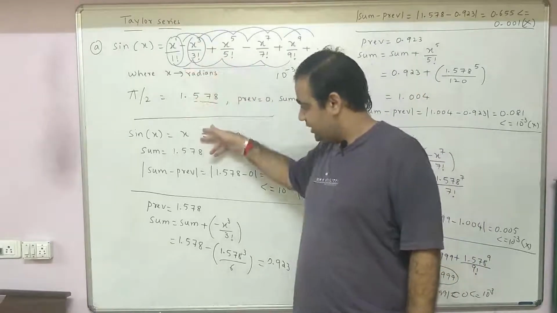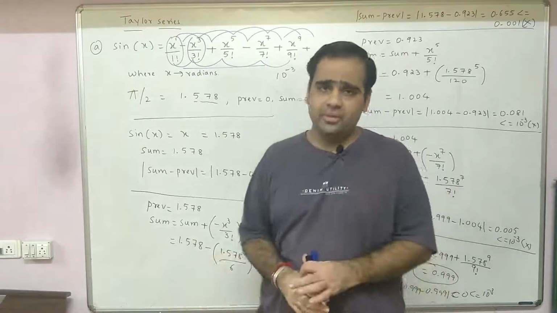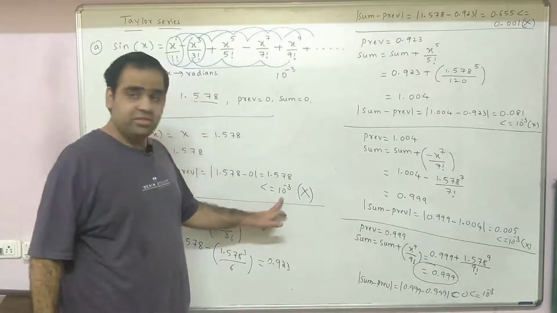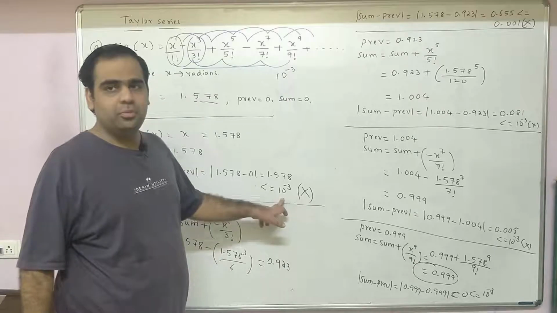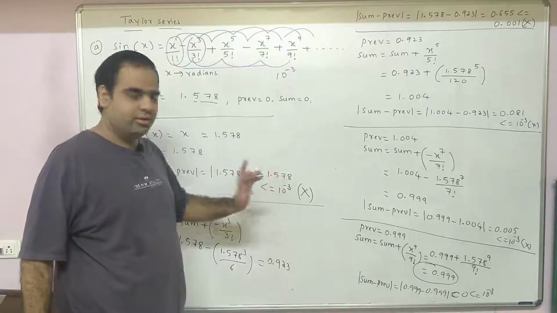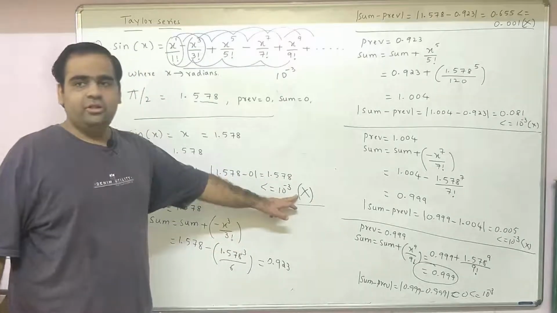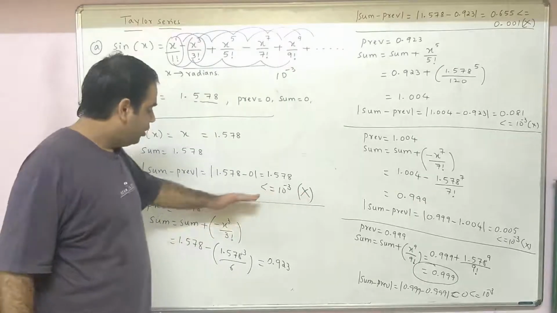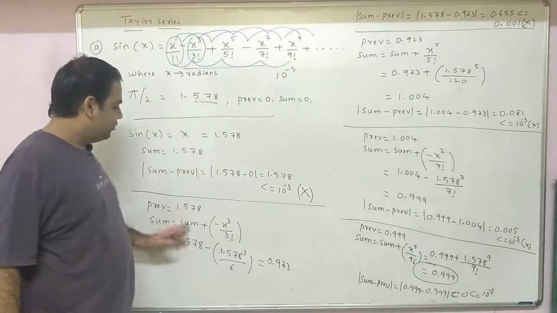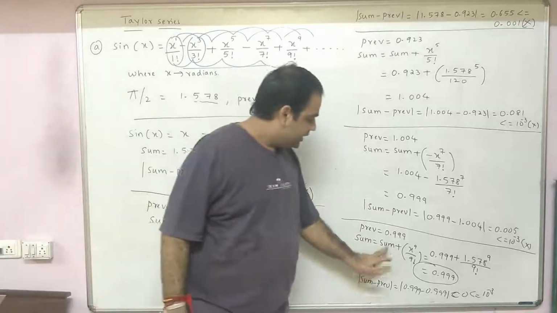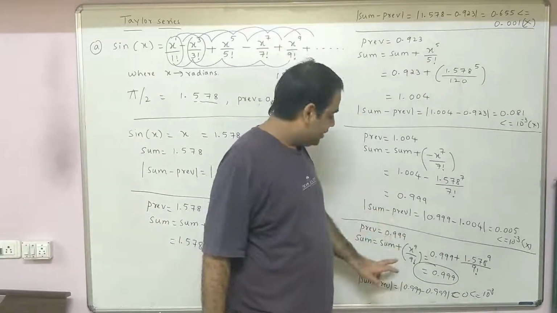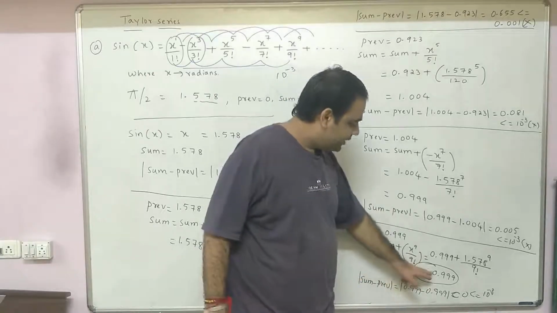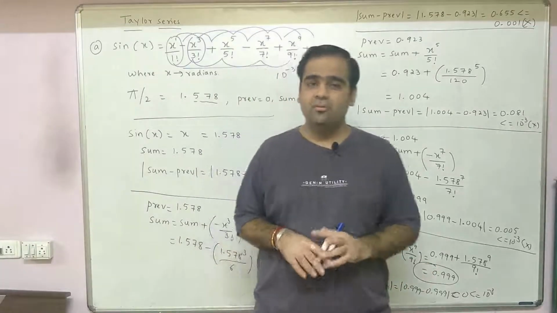Next, we take the first term and compute the absolute difference between sum and previous. If it is less than or equal to epsilon, where epsilon you can take any value such as 10 to the power minus 3, minus 4, or anything, that's your choice, then we stop the procedure. If it is not, then we set previous equal to sum, and we go on doing it till it becomes less than or equal to epsilon. Whenever it becomes less than or equal to epsilon, whatever is there in sum is the final answer.